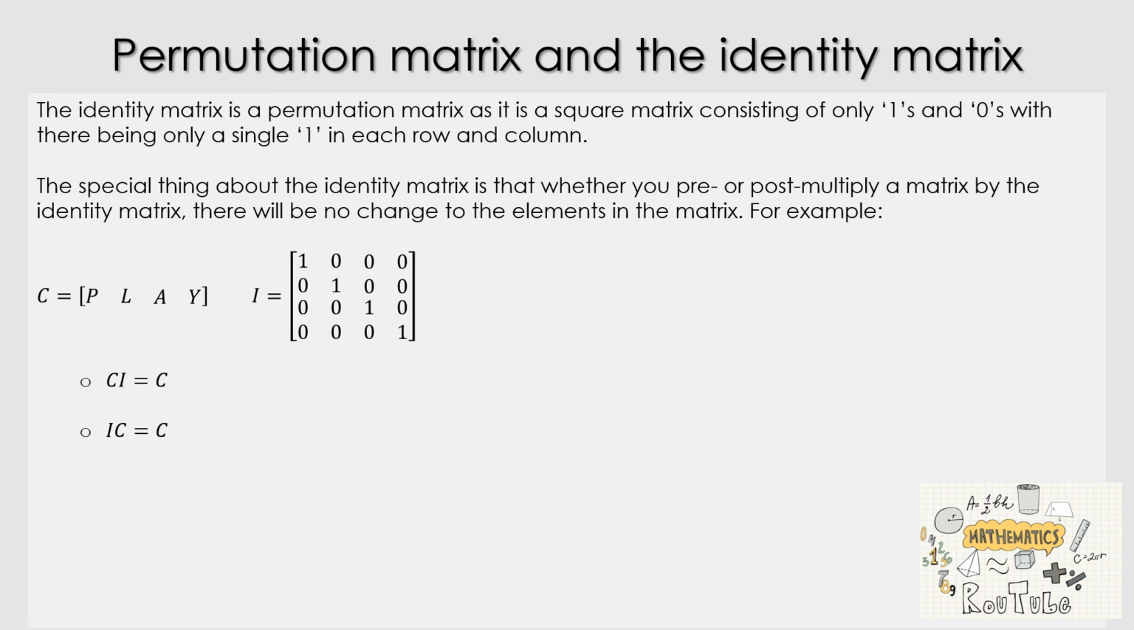matrix I is a permutation matrix, so we would need to apply it in terms of our pre and post. Okay, but like we said, the special thing about the identity matrix is that whether we pre or post multiply matrix C by the identity matrix, you will end up just getting matrix C. So that's the special thing to do with the identity matrix. There'll be no change to the original or the existing matrix.